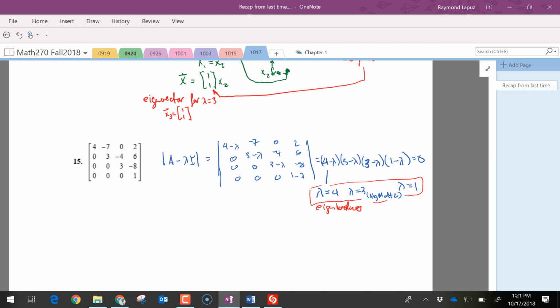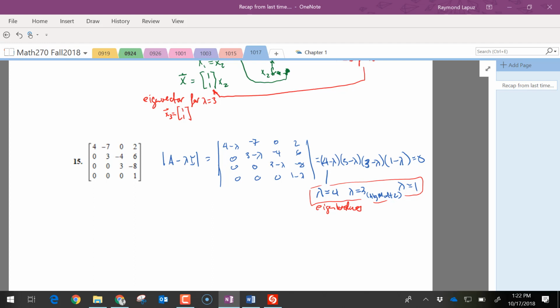If it wasn't upper or lower triangular, you could try to make it into upper or lower triangular, but I think the best way is just to expand, because you're going to be carrying around something minus lambdas, and then it gets a little bit trickier to solve for.